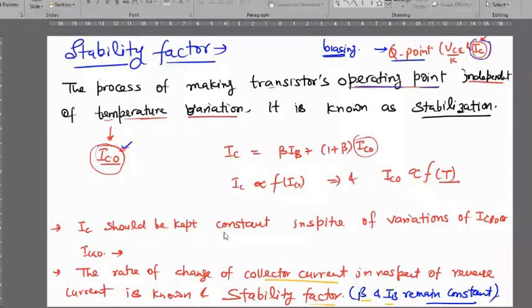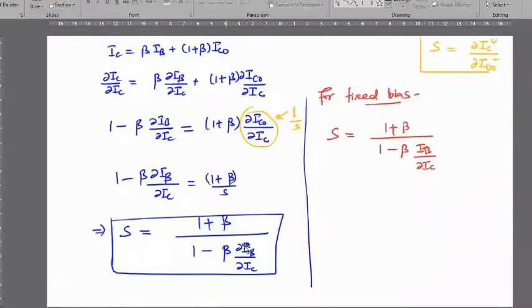In respect of reverse current, this is known as the stability factor, and here we will calculate the stability factor in terms of beta and IB or IC. Okay, fine. So can I define the stability factor of a fixed bias network?